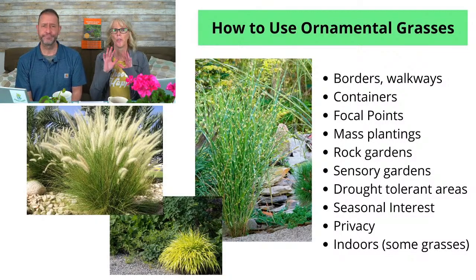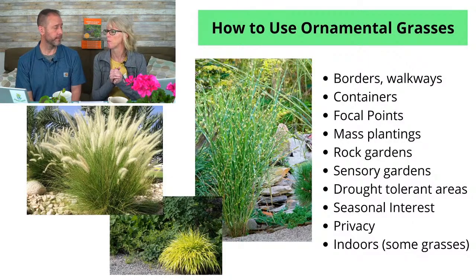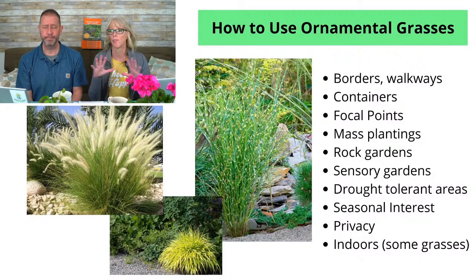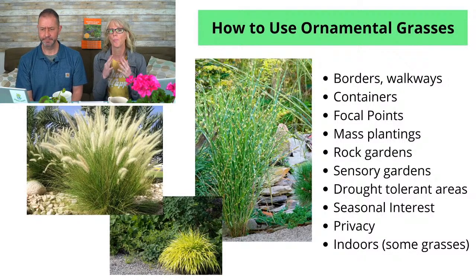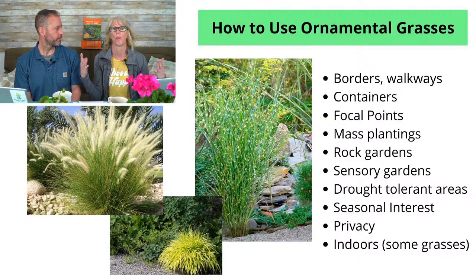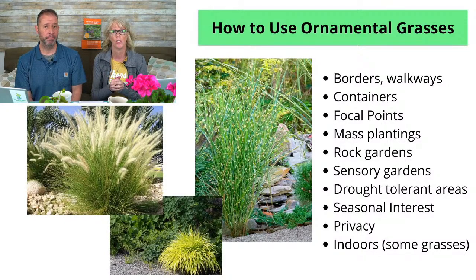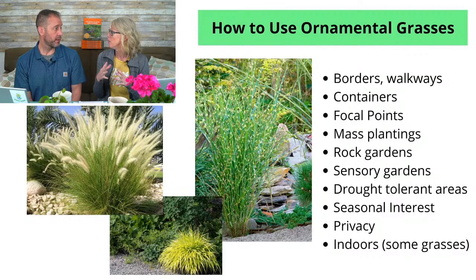I love that you can put them along borders and walkways, just lining different areas like walking paths. Containers, they look beautiful in containers. They look beautiful as focal points. You could have one large grass with a design around it, and that is your landscape. Like a big flax, or maybe an agave. Or a pampas grass.